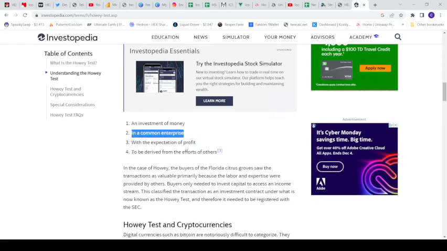So number 4, to be derived from the efforts of others. You're not getting yield, or the yield isn't coming from business activities, right? The yield's coming from the inflation within the HEX contract. Now, everything is mathematical based, and there's a couple of different equations that determine where you get your yield. But there is no business activities involved with you receiving yield.